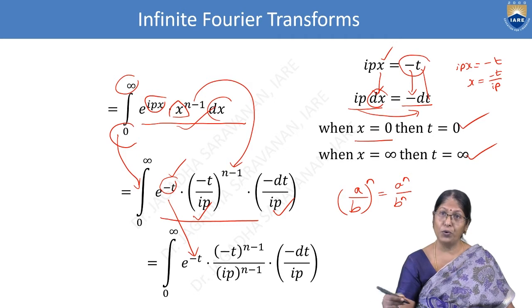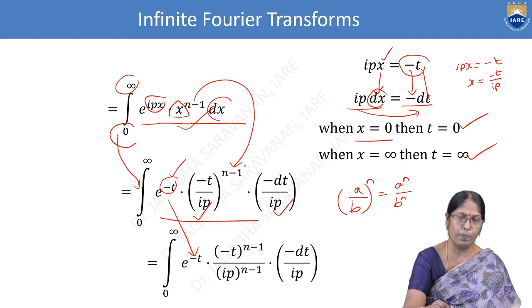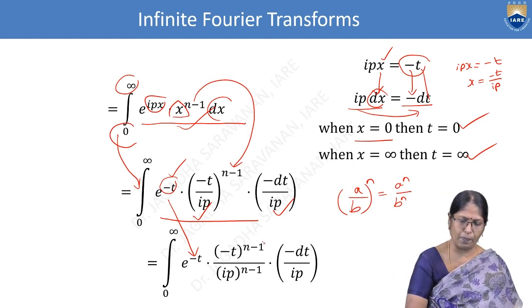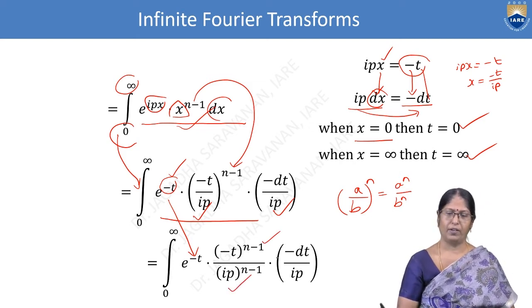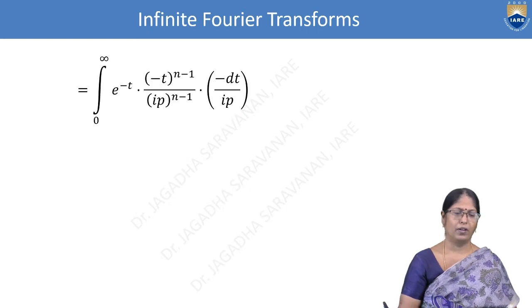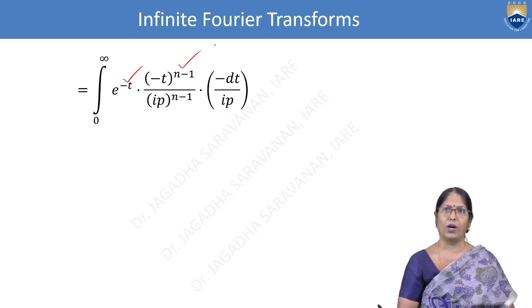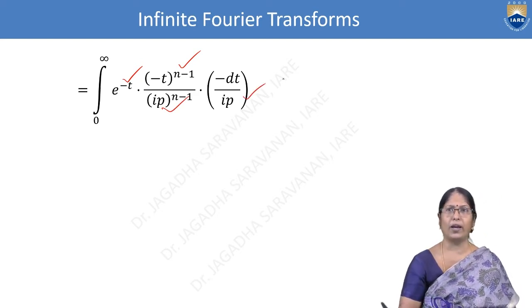Using this law, the whole (minus t by ip) power n minus 1 is there. So a power n, b power n is written, and this minus dt by ip is written. Now the integral of e power minus t, (minus t) power n minus 1, ip power n minus 1, minus dt by ip.